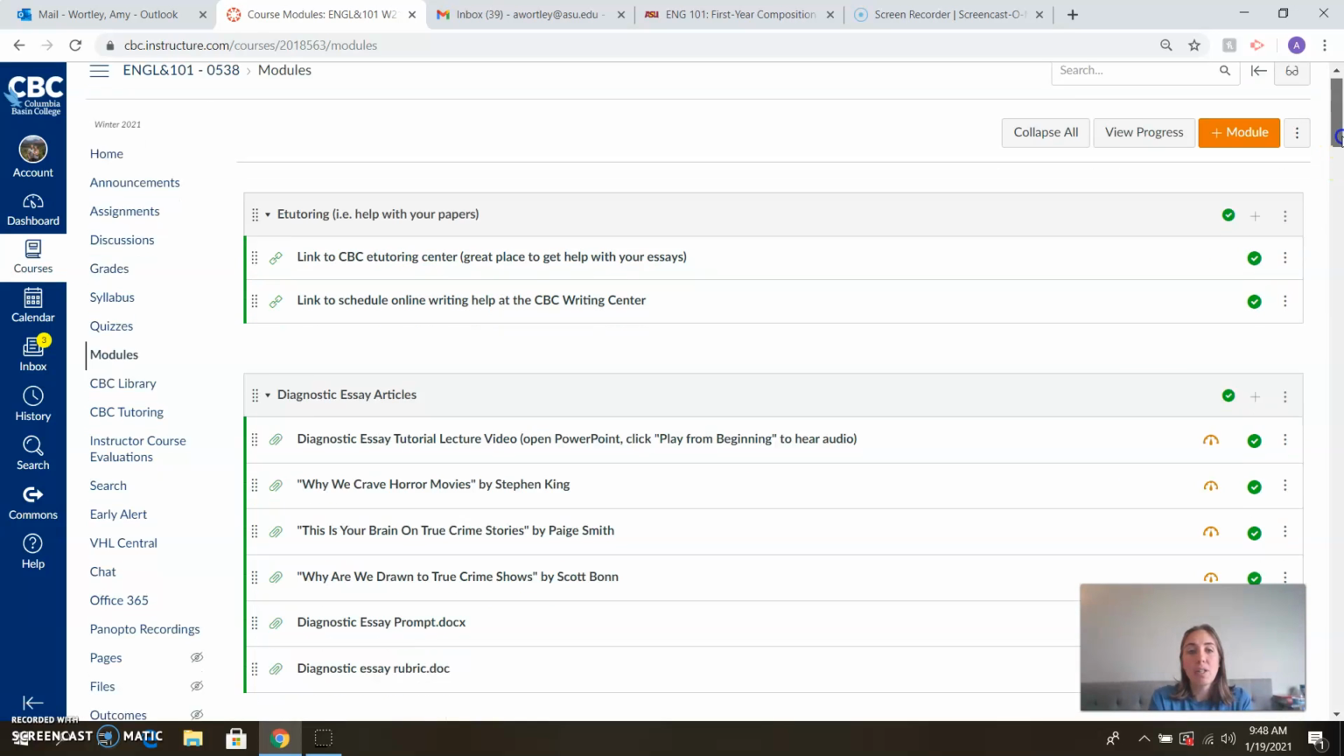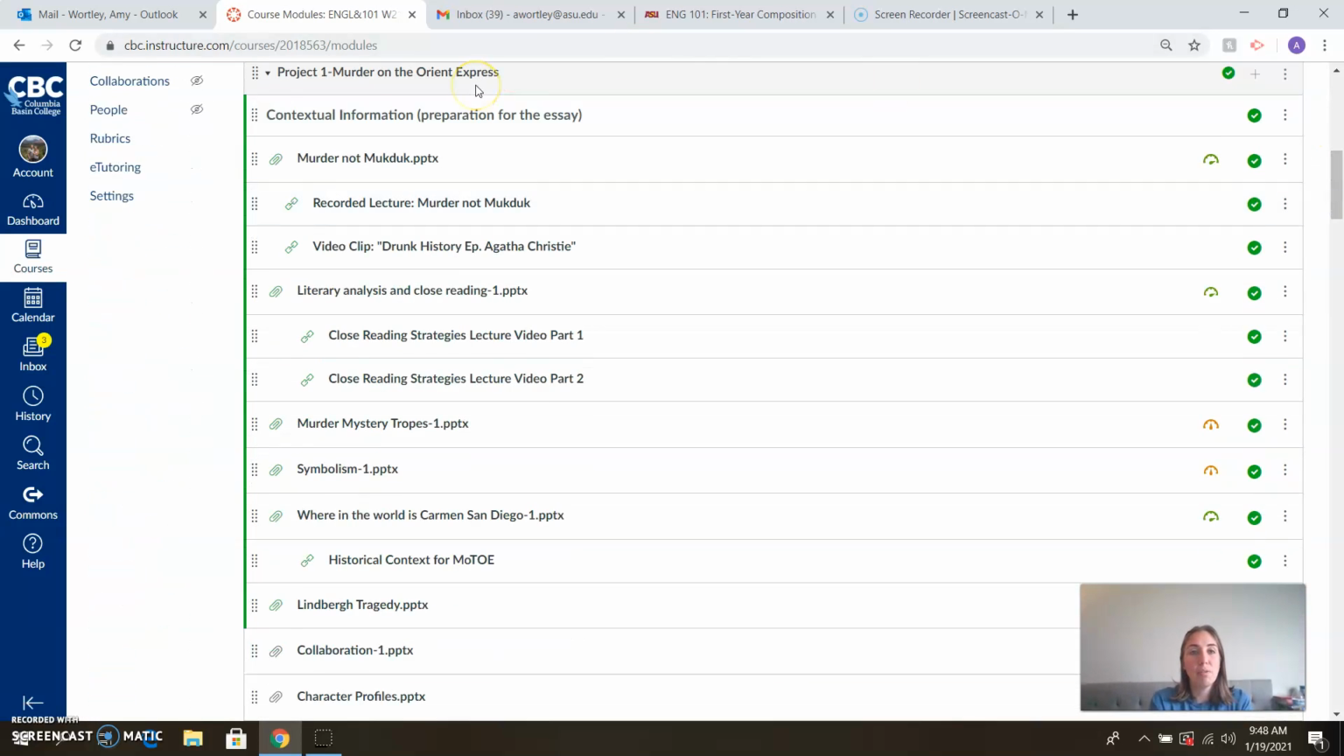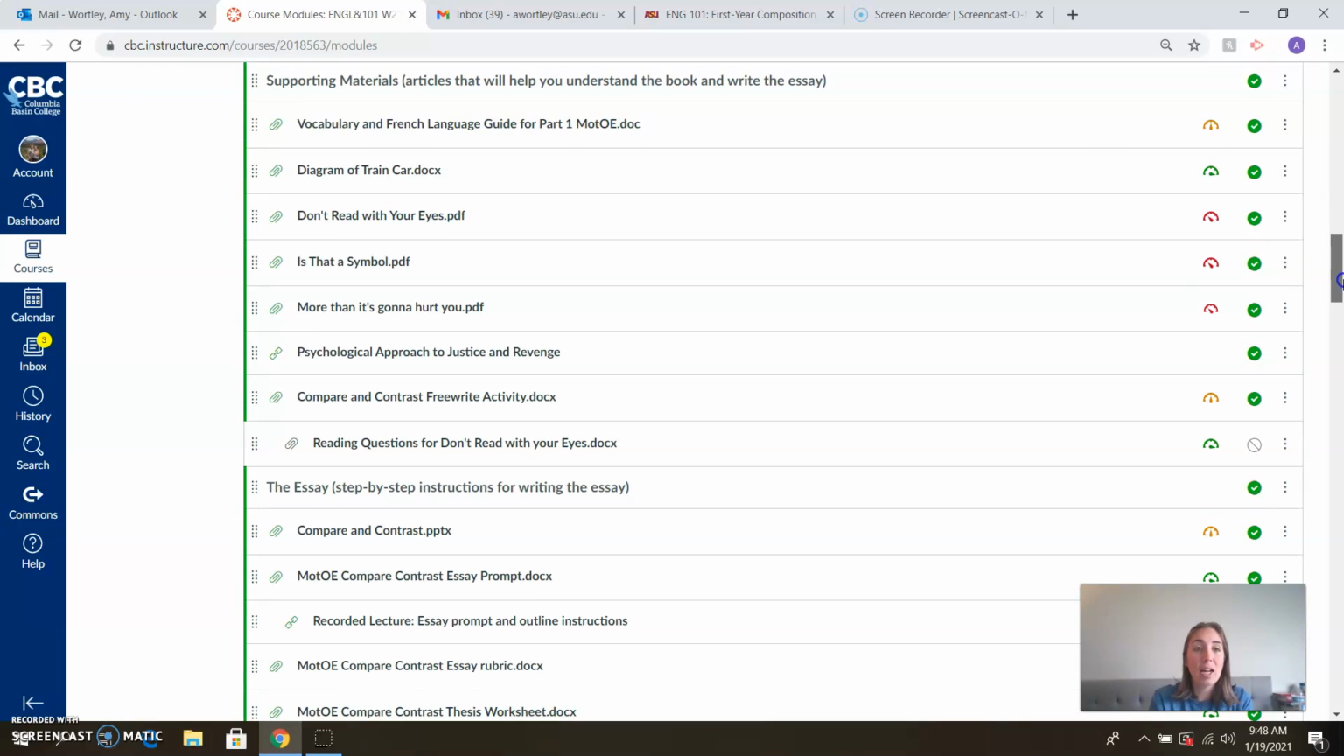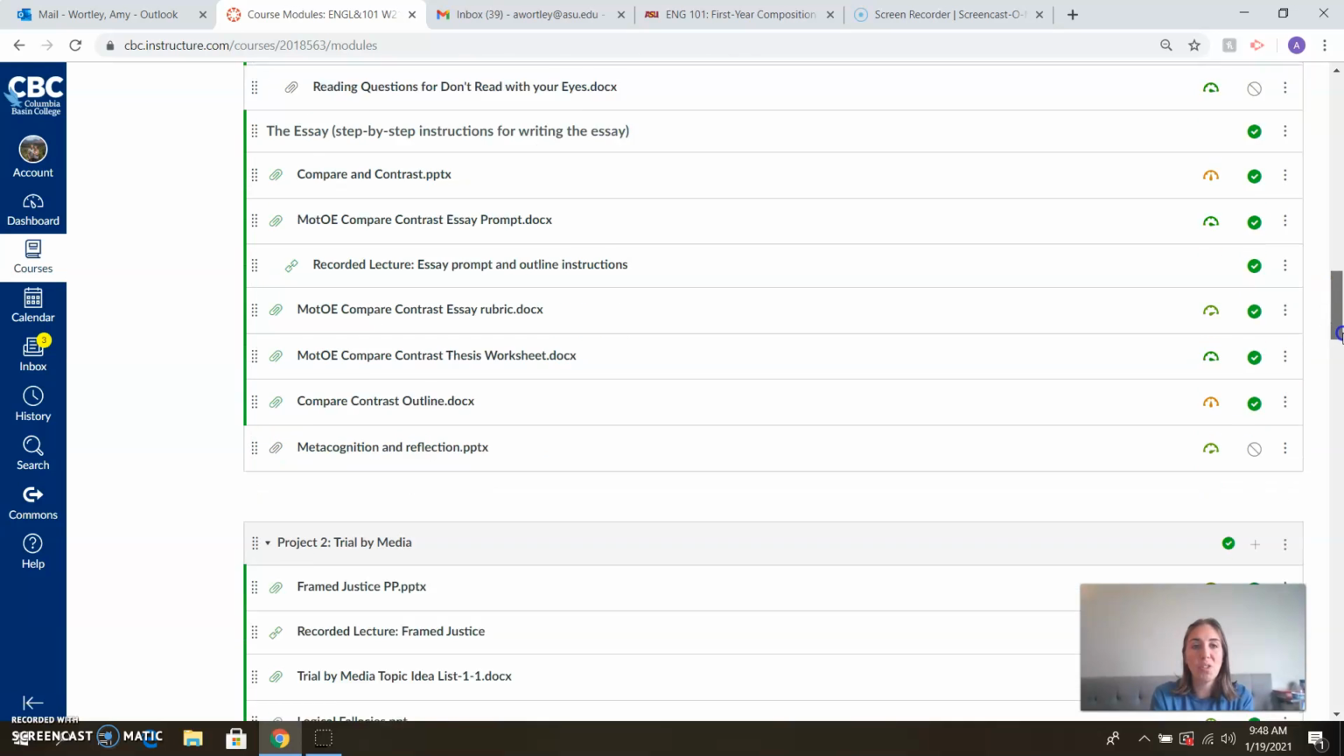So if you're in the modules, we are down in the Project 1 folder. We have all our contextual information. That's where you're going to find the PowerPoint on the Lindbergh tragedy. You can check that out. Of course, very interesting historical basis for this fictional book. Supporting materials, lots of things to help you out. Like I talked about at the beginning of this quarter together, the psychological approach to justice and revenge is a huge article. It's going to be incredibly helpful for writing your compare and contrast essay. So that's linked for you here if you want to get a little ahead. You can read through that.